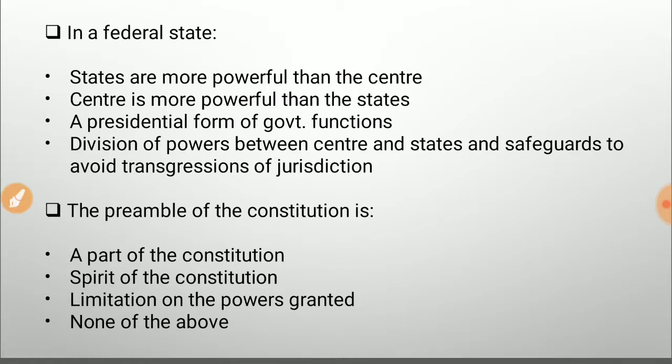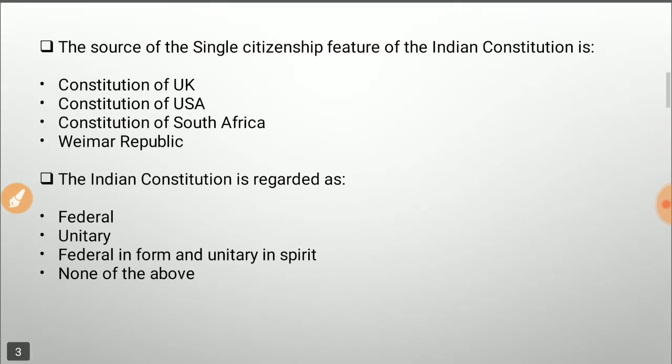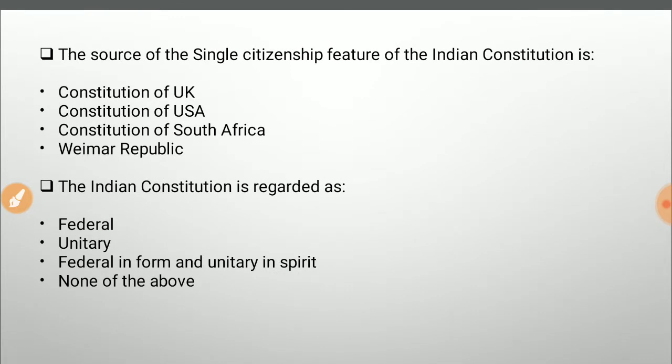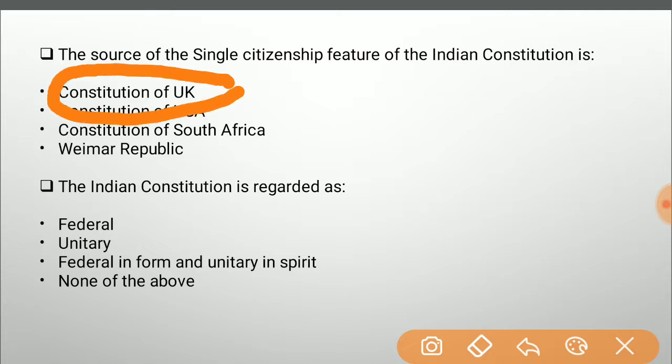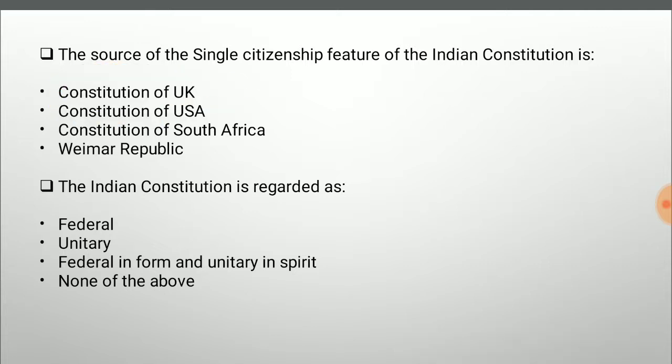Moving on. The preamble of the Constitution is a part of the Constitution, spirit of the Constitution, limitation on the powers granted, or none of the above. The correct option is spirit of the Constitution. Moving on. The source of the single citizenship feature of the Indian Constitution is the Constitution of UK, Constitution of USA, Constitution of South Africa, or the Weimar Republic. The correct answer here is the Constitution of UK. UK, like India, has the provision for single citizenship.